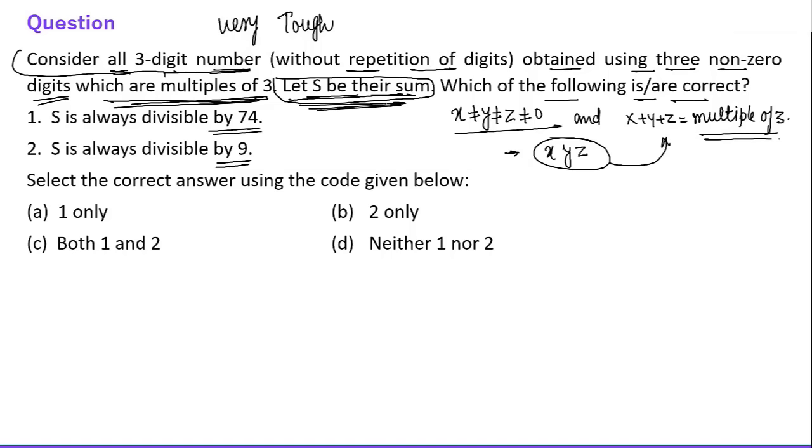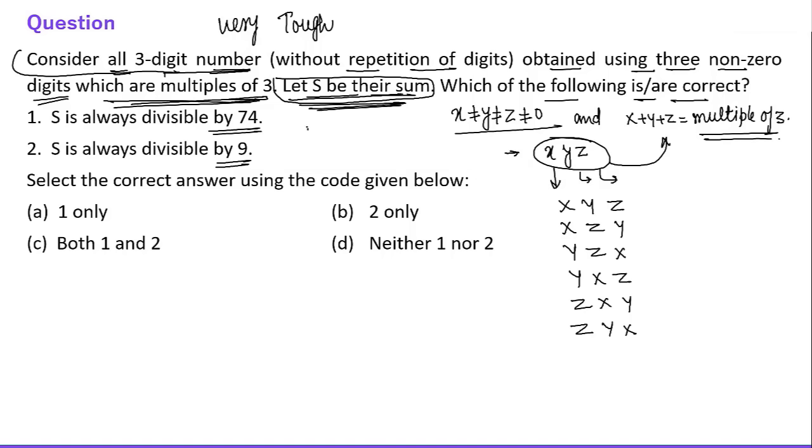I repeat again, XYZ is a 3-digit number, right? We need to find the sum of all such 3-digit numbers, which use 3 distinct non-zero digits and are multiples of 3. Correct? If you talk about the different combinations of XYZ, one number is XYZ, another is XZY, then YZX, then YXZ, then ZXY, and then ZYX. These are the possible forms of XYZ.